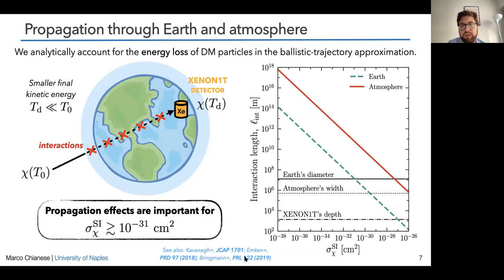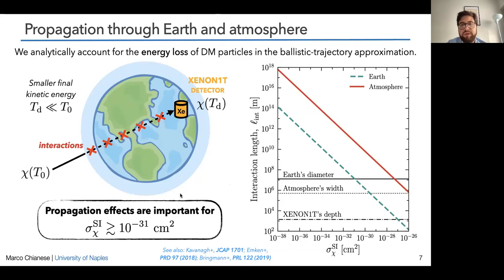In particular, we adopt an analytical approach based on the ballistic trajectory approximation. In this framework, the interaction length becomes comparable to the Earth diameter at around 10^-31 cm² for the spin-independent dark matter nuclear cross section. And for values larger than this, propagation effects are very important.